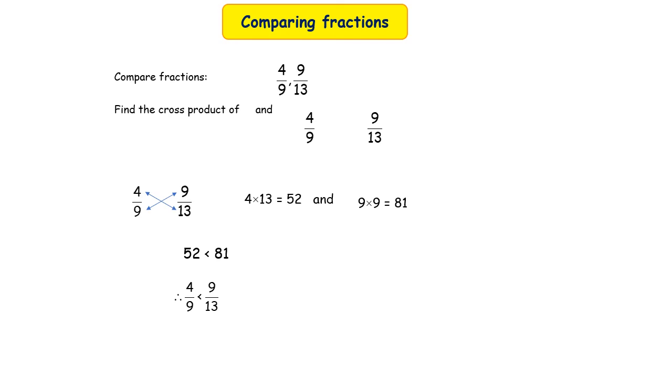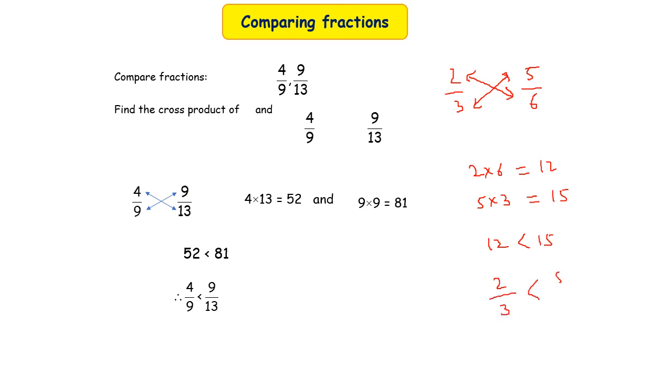Let us take another example. 2 over 3 and 5 over 6. Let's find out which one is bigger and which one is smaller. Let's do cross multiplication, right? So I'll take 2 multiplied by 6, which gives me 12, and then 5 multiplied by 3, which gives me 15. So 12 is less than 15, therefore the first fraction is less than the second fraction, right? This way you can compare any fraction very quickly.